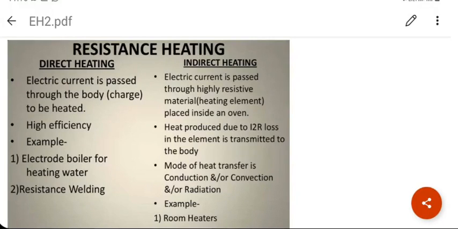Indirect heating means current is passed through highly resistive material, a heating element placed inside an oven. And then in the oven, something else is kept nearby, which is the charge, the material that you want to heat. So heat gets transmitted to the material through convection or radiation or a combination. For example, room heater, they get heat to you through convection. Obviously, current is not passing through you, right? So it's indirect heating.